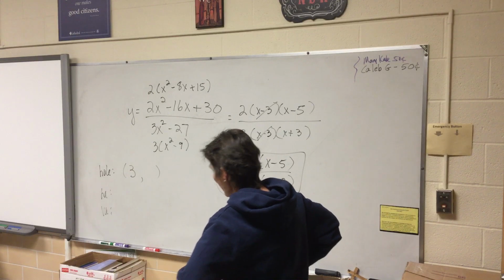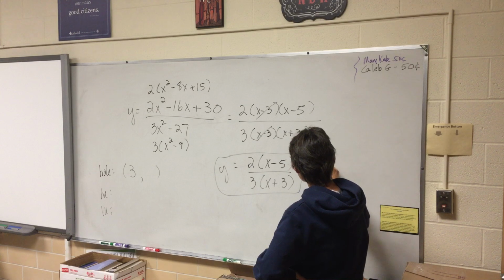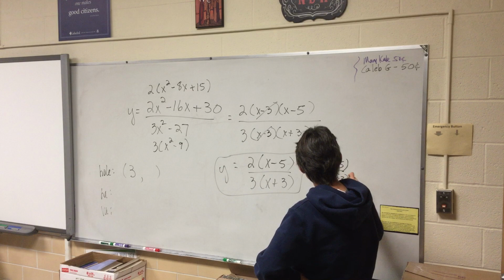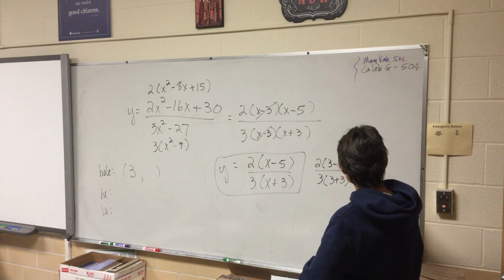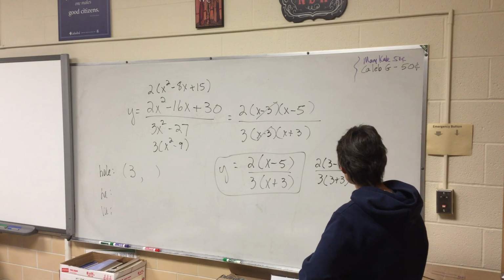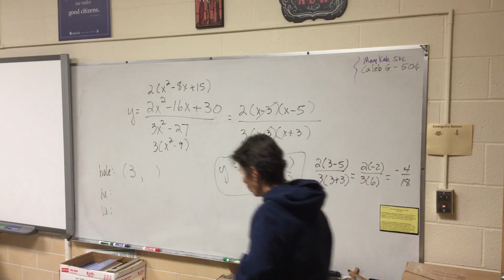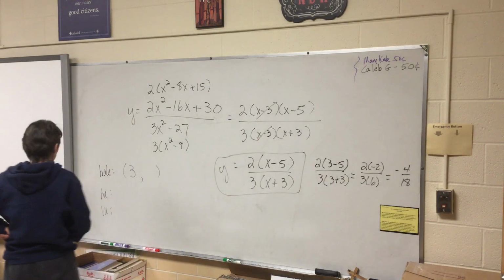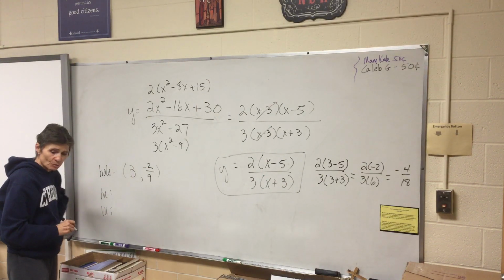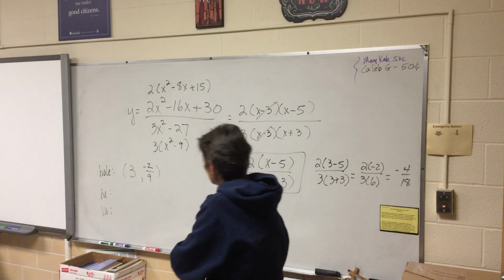Now how do I find the y? Put the 3 back in. So it's going to be 2 times 3 minus 5, over 3 times 3 plus 3. So that's 2 times negative 2 over 3 times 6. Negative 4 over 18. Negative 2/9. Yep. A lot of times you get a fraction there, don't worry.